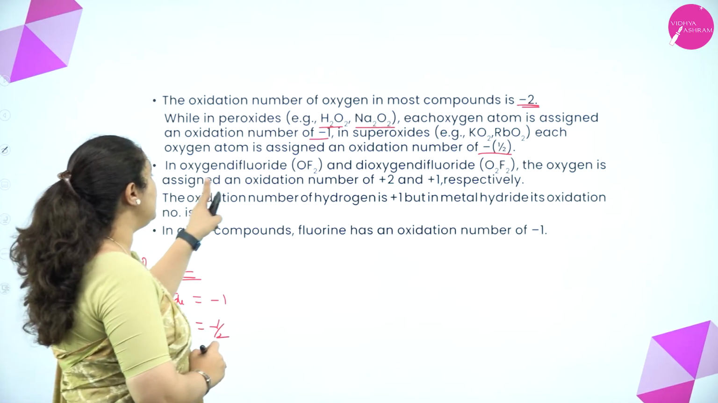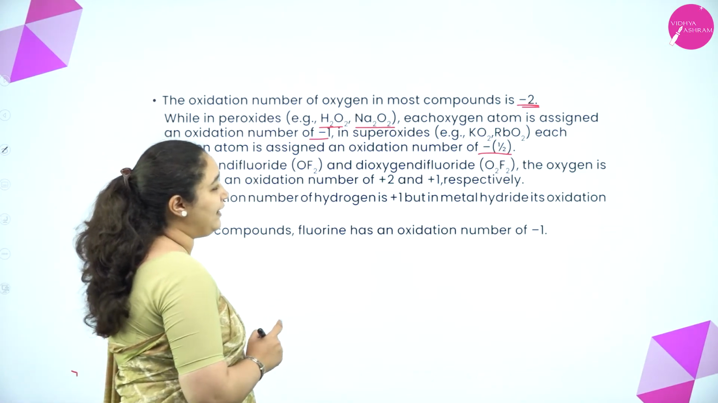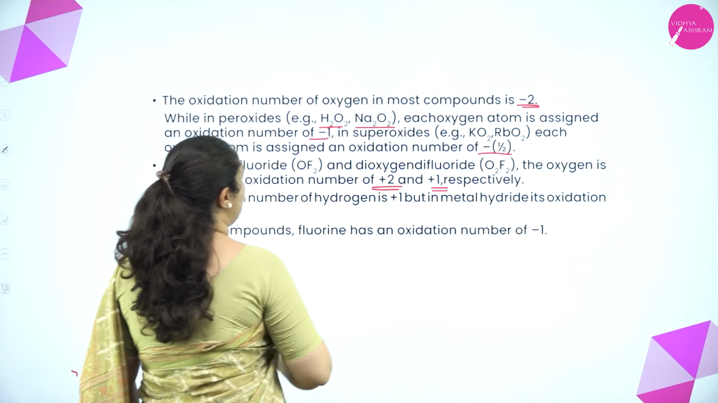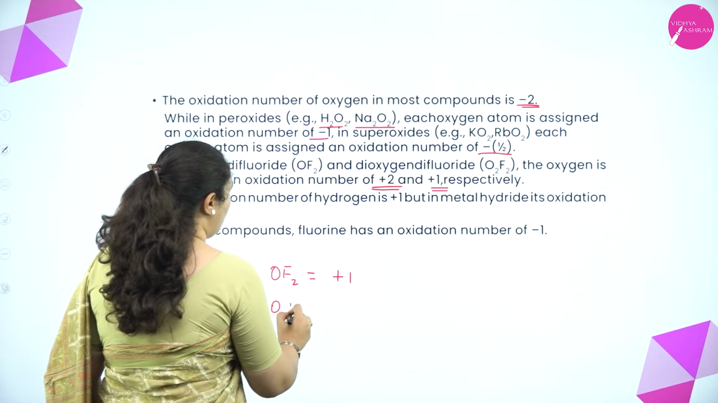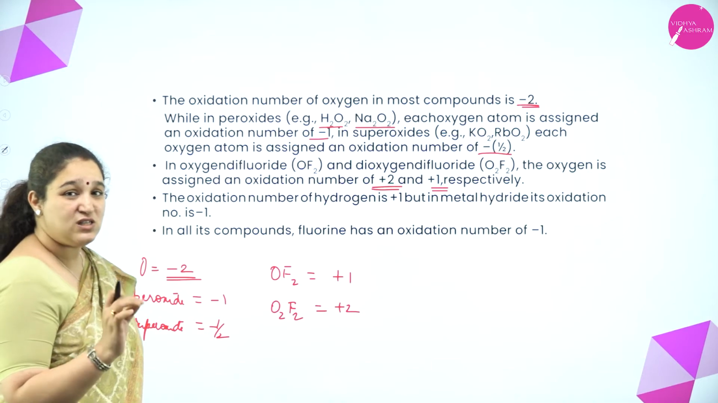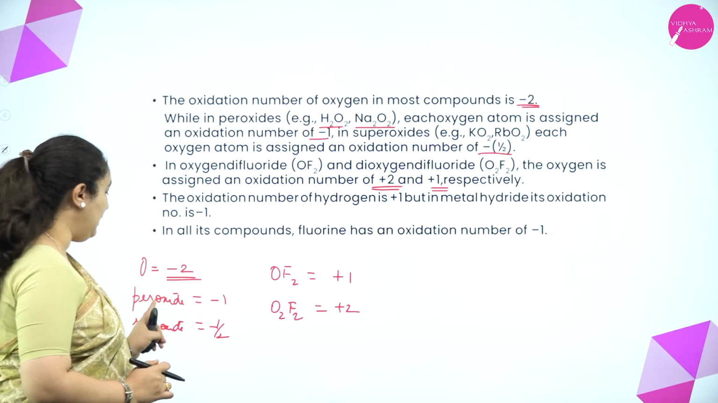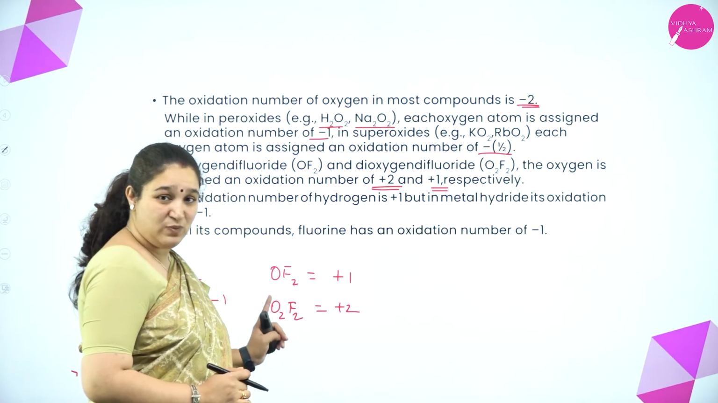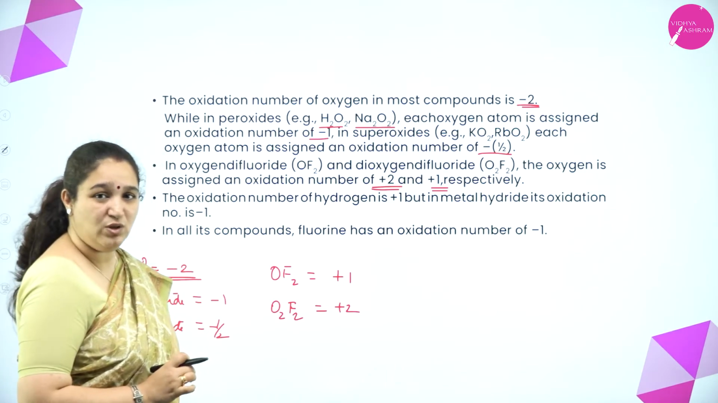Then in oxygen difluoride, OF2, and dioxygen difluoride, O2F2, the oxygen is assigned +2 and +1. That is, in OF2, remember it has a +2 charge, and in O2F2, it has a +1 charge. So this is what you need to remember regarding oxygen: normally all oxygen is -2, only peroxide -1, superoxide -0.5, OF2 is +2, and O2F2 is +1 on the oxygen atom.